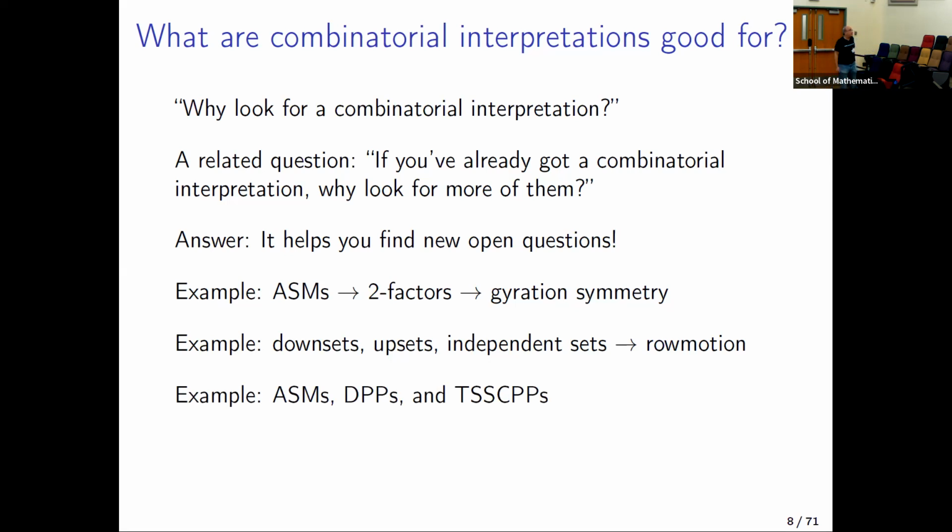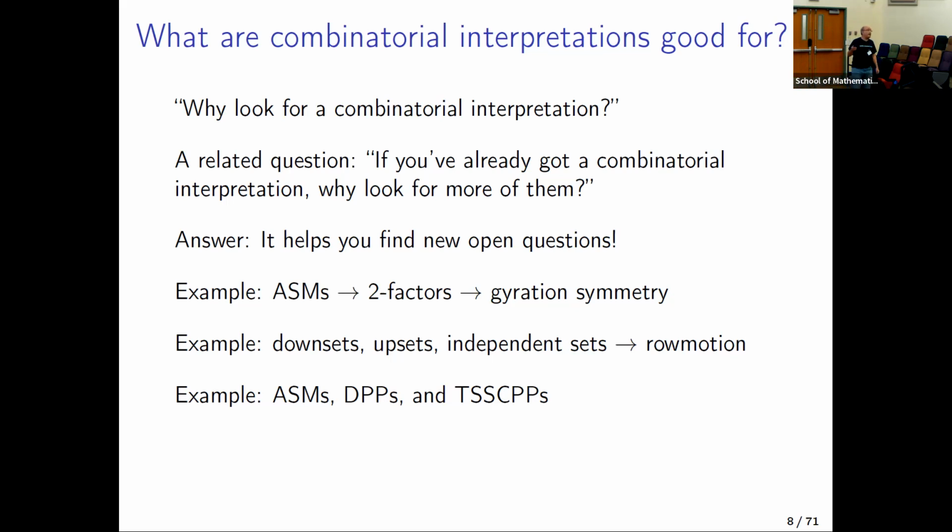Third example, alternating sign matrices, the descending plane partitions, totally symmetric self-complementary plane partitions. That's too many combinatorial interpretations, but now you have a fun problem, which is try to show that they're in some sort of bijection with each other. So again, having multiple combinatorial interpretations can give you lots of fun problems to work on. So that, I think, is a rationale for finding combinatorial interpretations for things.